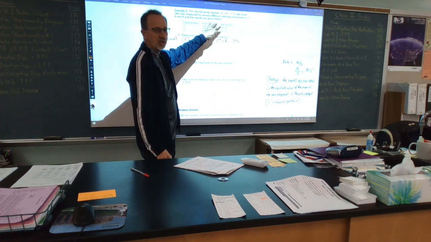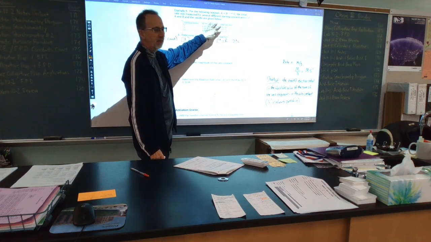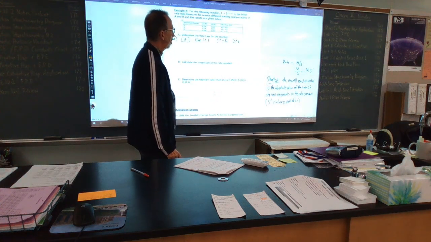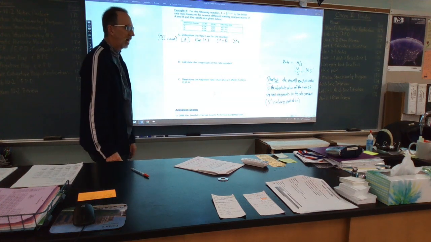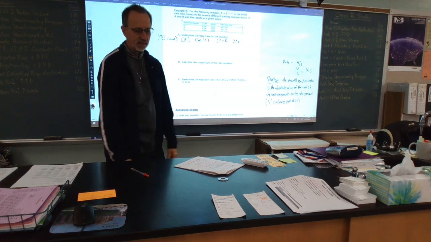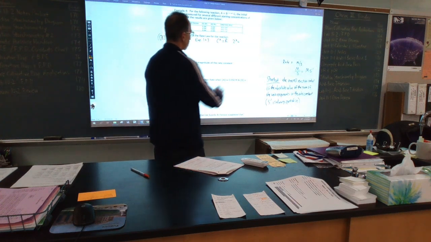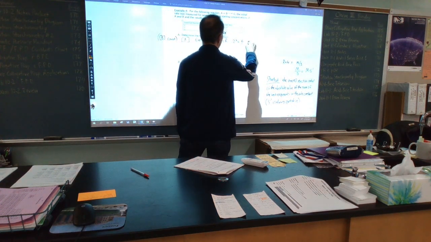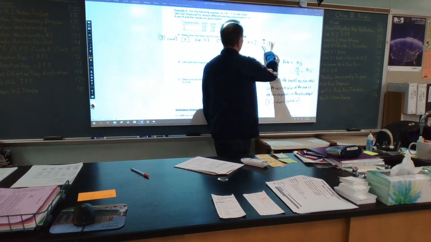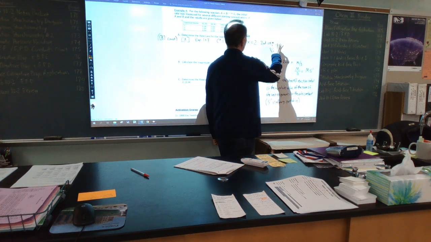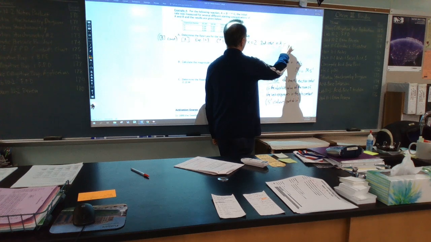How did the rate change, by what factor between 1 and 3? Well, 16.0 times 10 to the minus 5th divided by 4.0 times 10 to the minus 5th is 4. So R is 4, X equals 2. Second order in A.